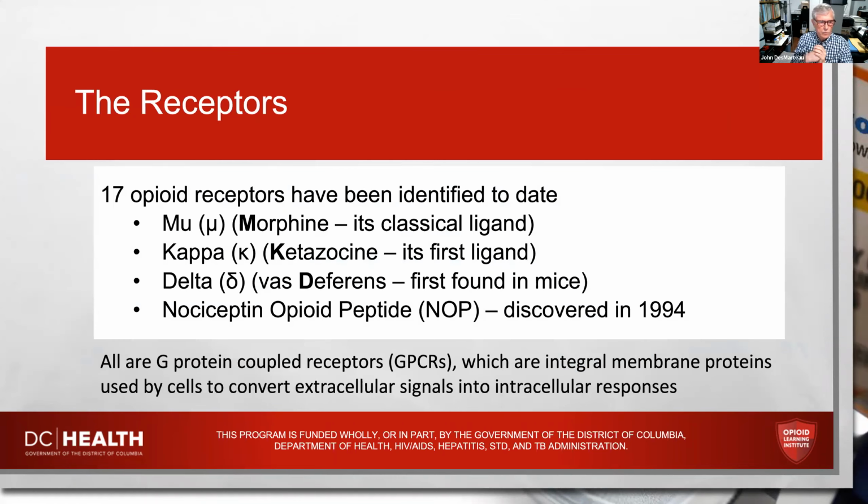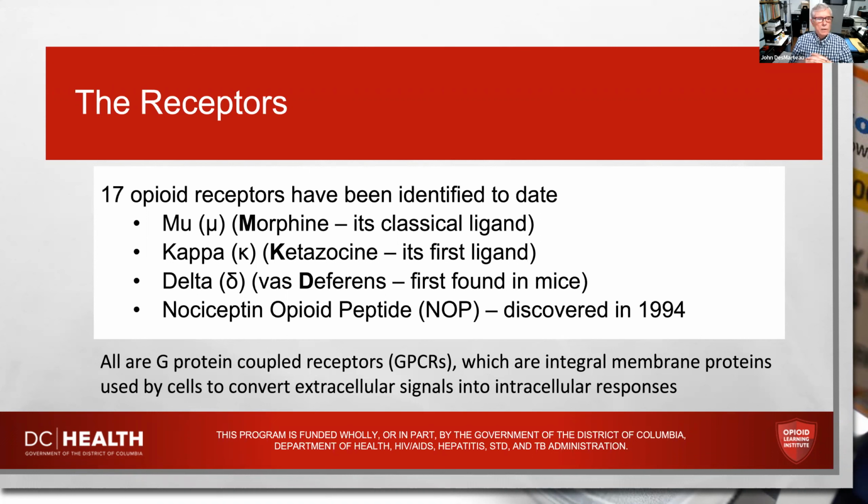So here are the receptors. So far, 17 opioid receptors have been identified, but the ones I'm going to talk about today start with the mu receptor, which was named after morphine, the classical ligand. Ligand just means things that bind to the receptor. So if you ever hear that word, that's what it means.